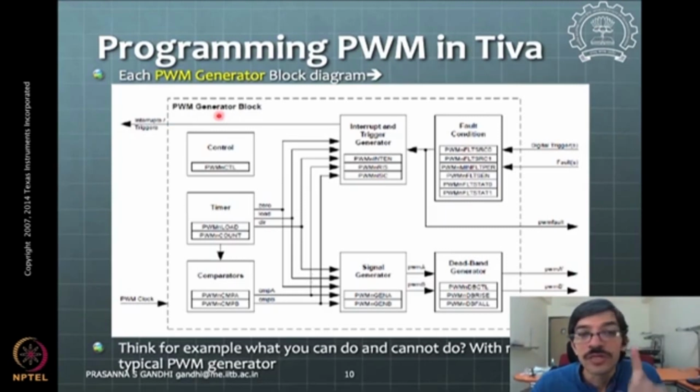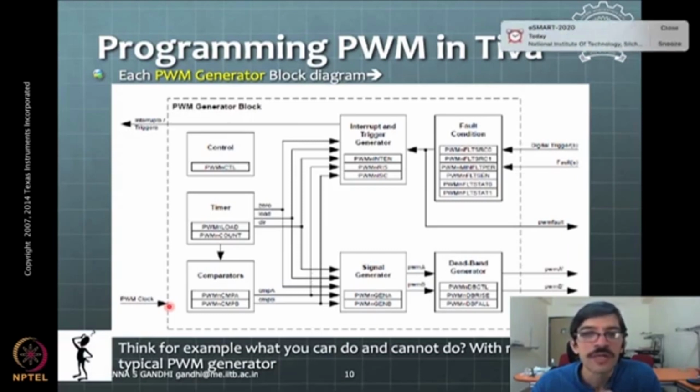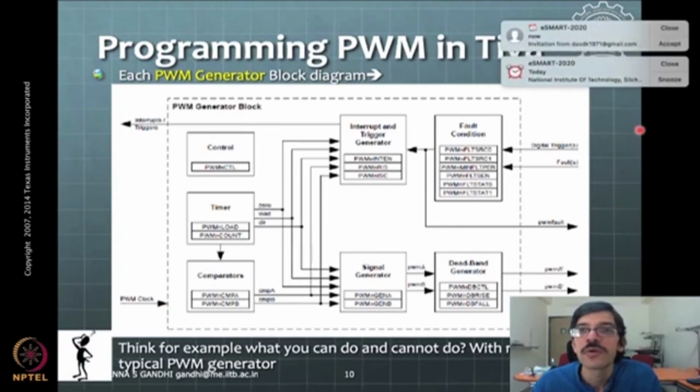So each module, you remember, has 4 such generator blocks. We are just looking at one generator block which will generate these 2 PWM signals, A and B. As input, it will take a PWM clock. So by seeing this diagram, you should think about what you can do and what you cannot do. Can you think about that? Pause a moment and think about what you can do and what you cannot do.